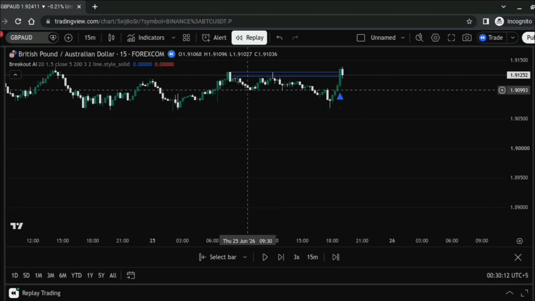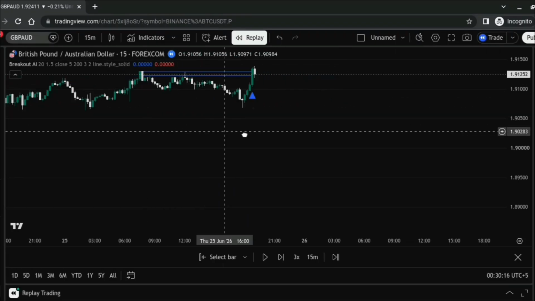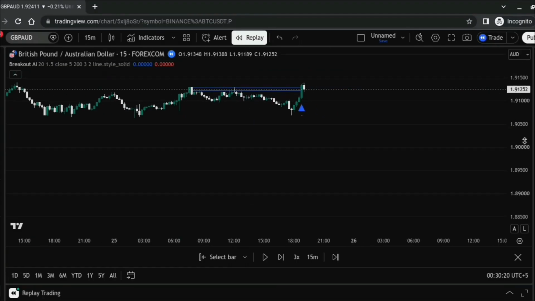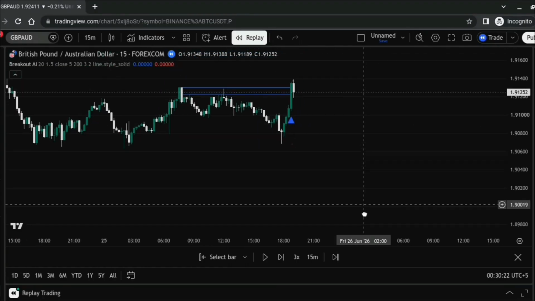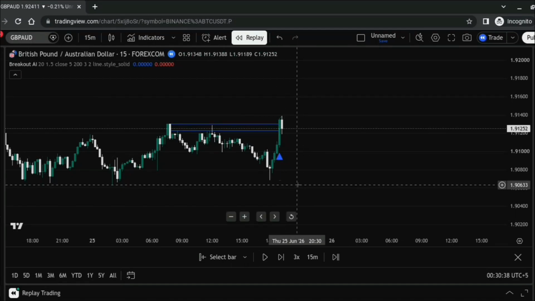As you can see, first hit, second hit, and third hit. So it shows a bearish breakout. So what we're gonna do next is we're gonna wait for our third candle to form. So what we're gonna do is we're gonna wait for the next move.